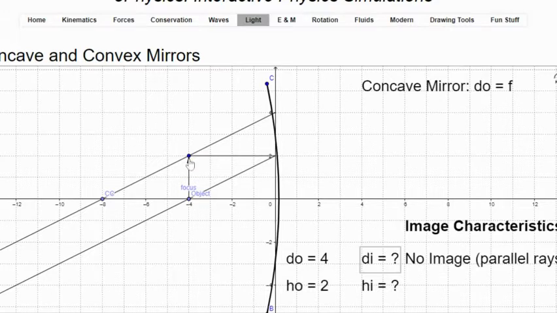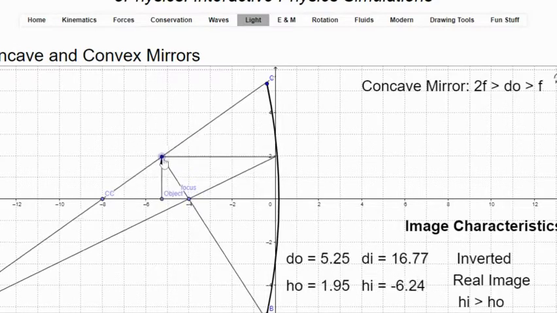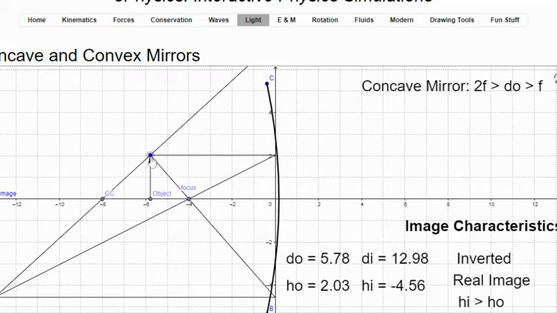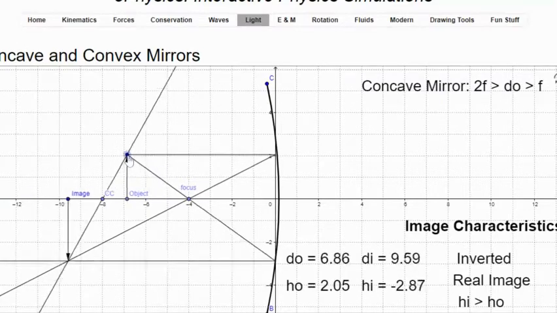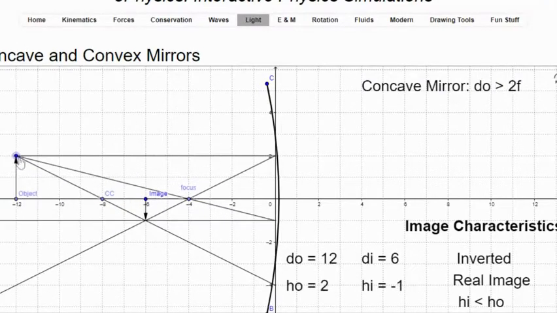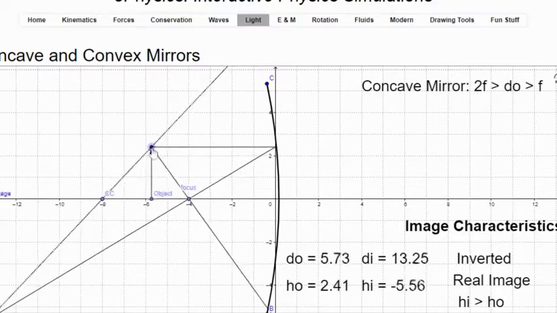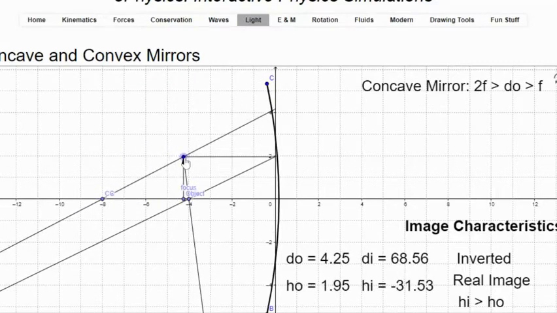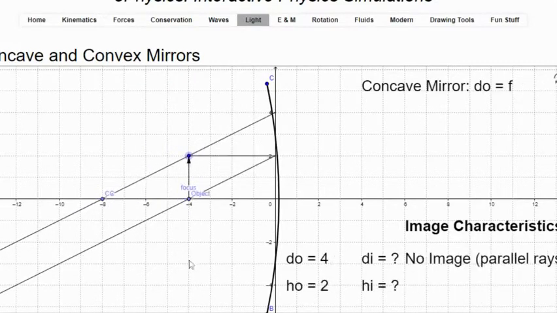In all these other examples, the reflected light rays bounce off the mirror and actually intersect somewhere over here. And of course, as the object gets farther away, the image gets closer. As it gets closer, the image gets farther away. But at this one special point, no image, parallel light rays. The light rays are parallel when they're reflected. So of course, there's no image height either.